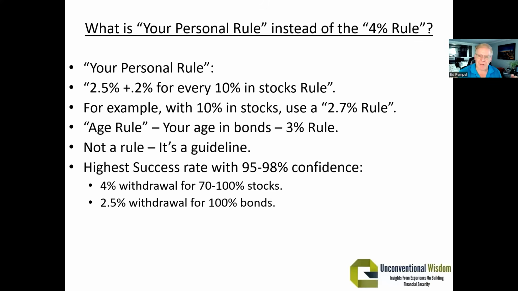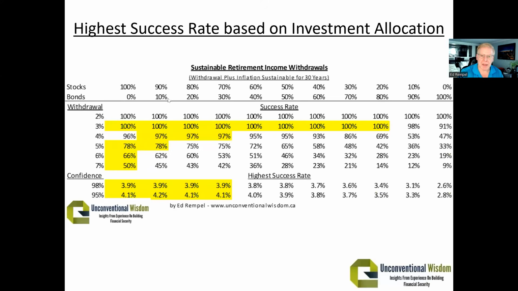So to have between 95 and 98% confidence of success, you can withdraw 4% a year from a proper equity portfolio if you have 70 to 100% in stocks, but only 2.5% if you're 100% in bonds. Here I've shown this, between 98 and 95% confidence. It's better to be 98% confident, so you're almost 100% confident. You see it's about 3.94% for 70% stocks and up. Then it declines, and it's really 2.6%, but you should be around 2.5% if you're all in bonds or fixed income.